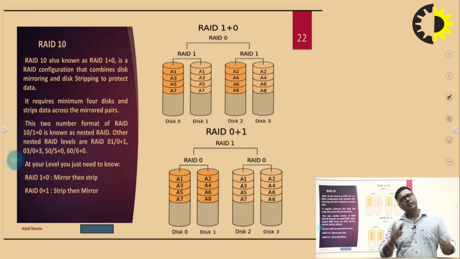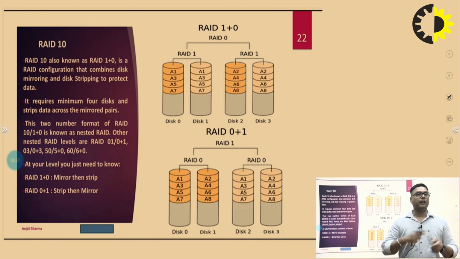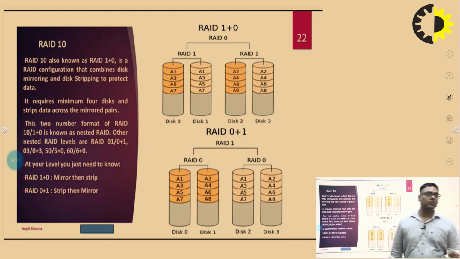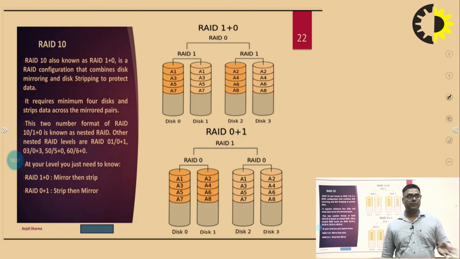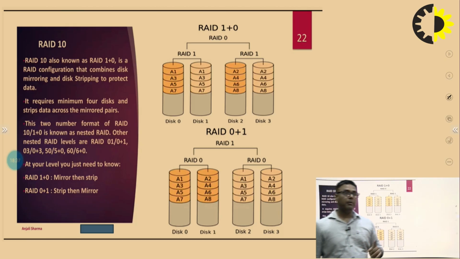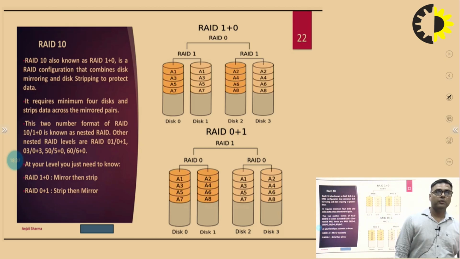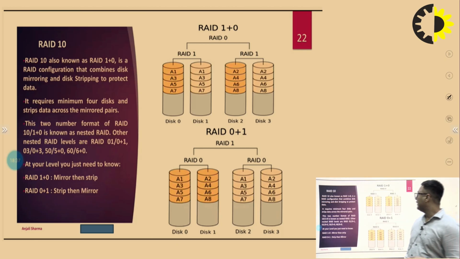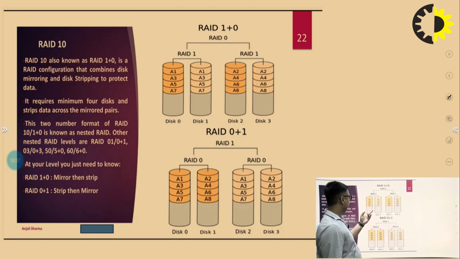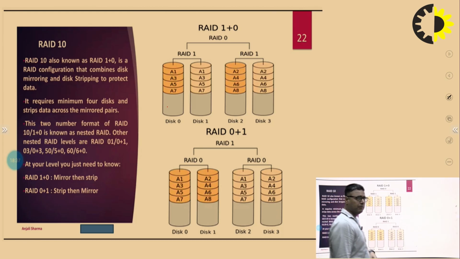That means mirror creates data availability. At your level, you just need to know RAID 1 plus 0 is mirror then stripe, and RAID 0 plus 1 is stripe then mirror. So in RAID 0 you study striping of the data, and in RAID 1 you study the copy of the data. So here we see that RAID 1 basically creates a copy and RAID 0 basically stripes the values of data across different disks.